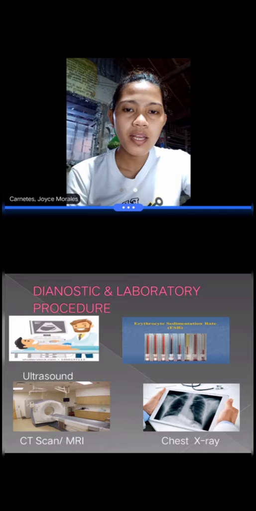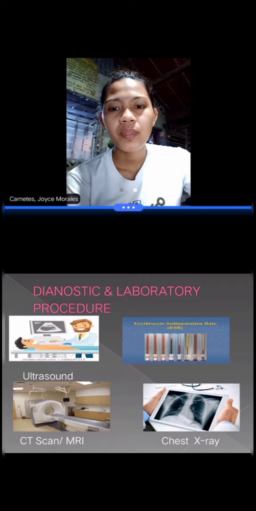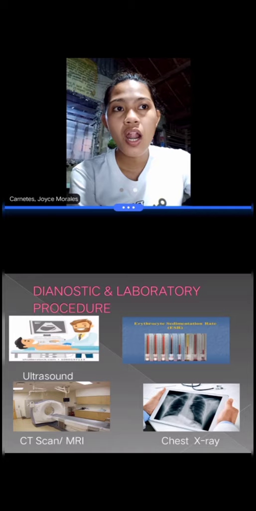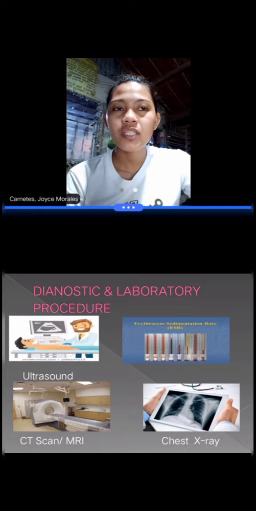The diagnostic and laboratory procedure for lymphadenitis is ultrasound. So the ultrasound helps to image and produce a picture of the inside of the body. The CT scan or MRI is used to produce clearer images and pictures of the organs or the tissues. Next is the erythrocyte sedimentation rate. So it is a test to detect inflammation associated with the infection.